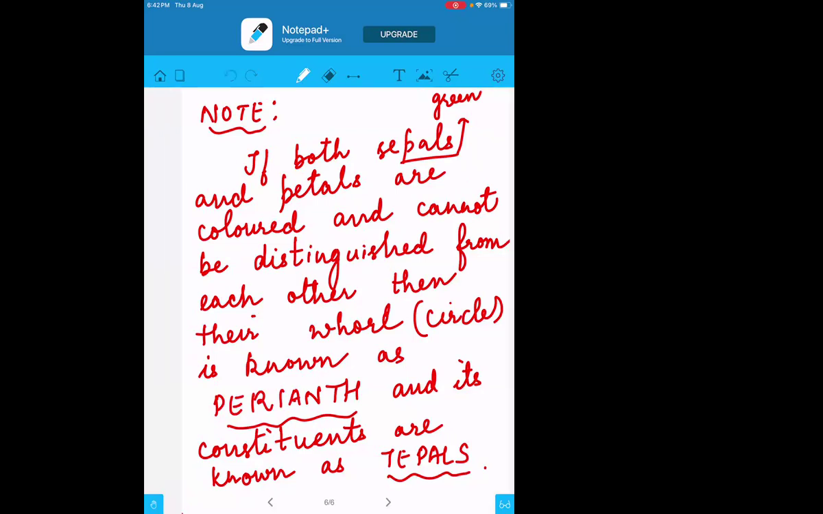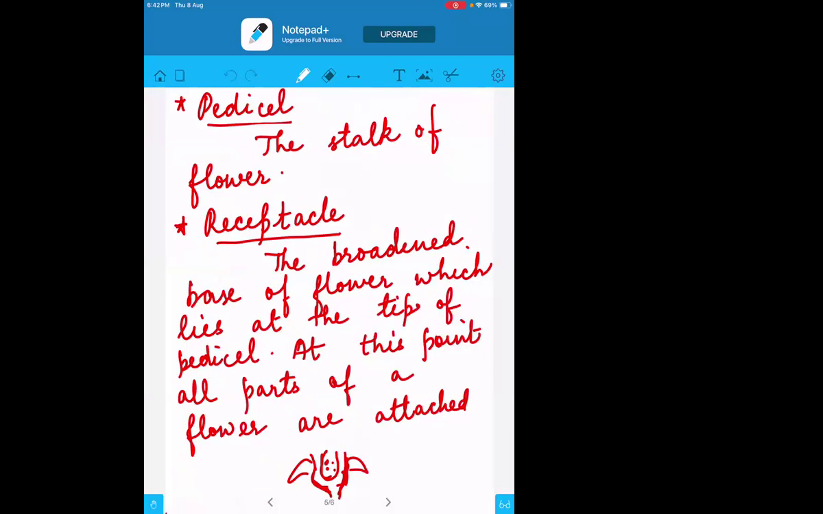So note this down now: pedicel, receptacle and the perianth. The pedicel of the flower is the stalk of the flower. Sometimes in the exam they use the word pedestal and sometimes they use the word stalk, but both have the same meaning, which means the part which we use to hold it.